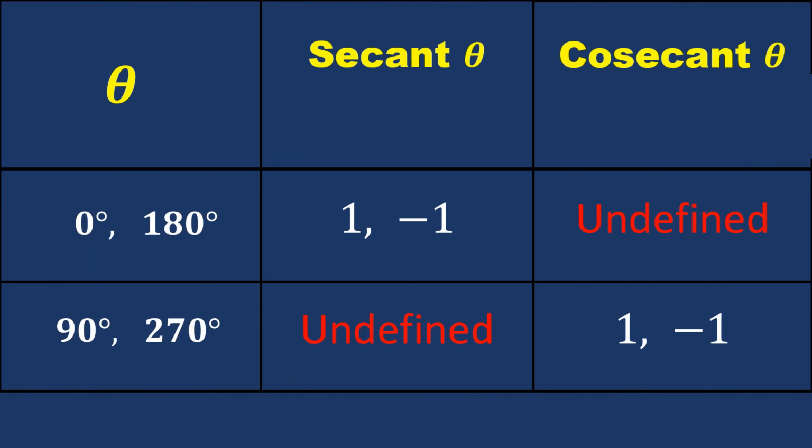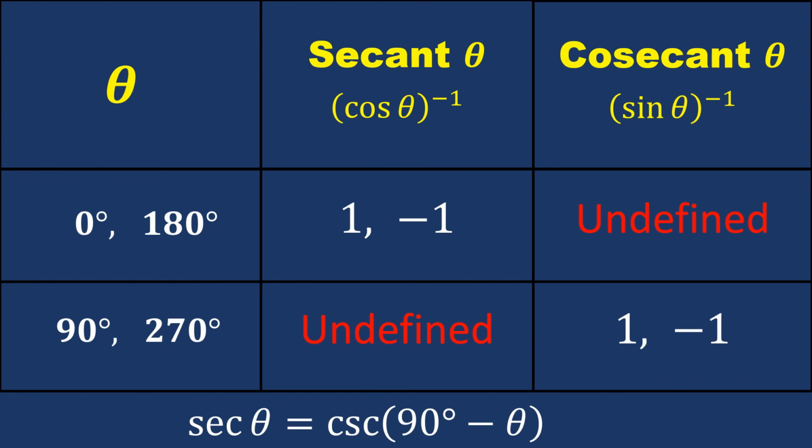To summarize this, secant is the reciprocal of cosine, while cosecant is the reciprocal of sine, and the secant of an angle is equal to the cosecant of the complementary angle. As you may have noticed by now, the secant or cosecant of an angle is never between 1 and -1. In other words, they are always greater than or equal to the absolute value of 1.